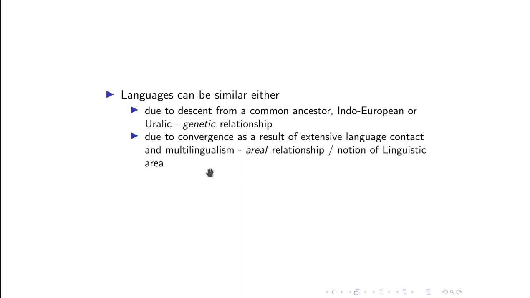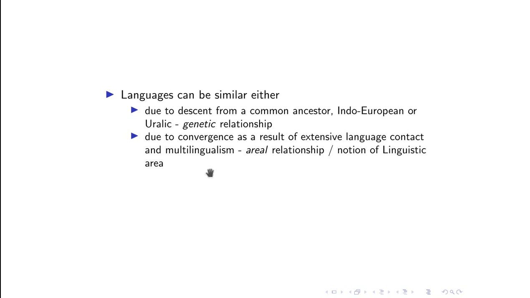Linguists have actually studied this topic for quite some time, and this was very much the focus of early linguistics. I should say, the 19th century and the first half of the 20th century were exclusively focused on this problem. Linguists think that languages can be similar due to descent from a common ancestor. This would be the notion of language family, for example, the Indo-European family of languages or the Uralic family of languages. This would be a genetic relationship.